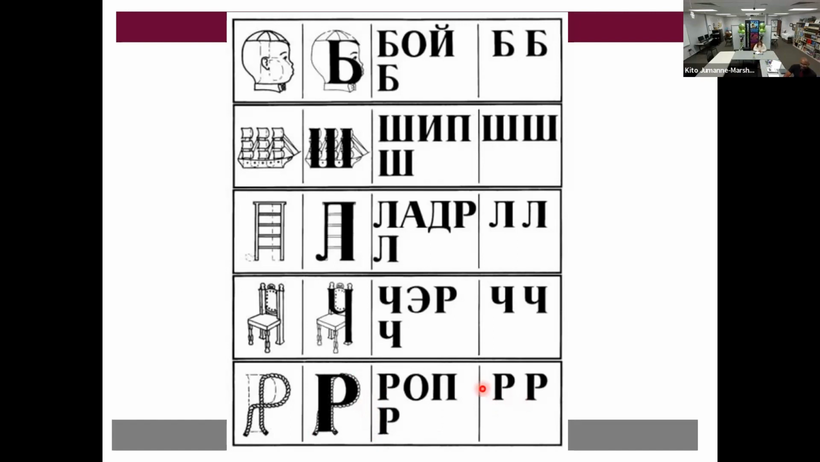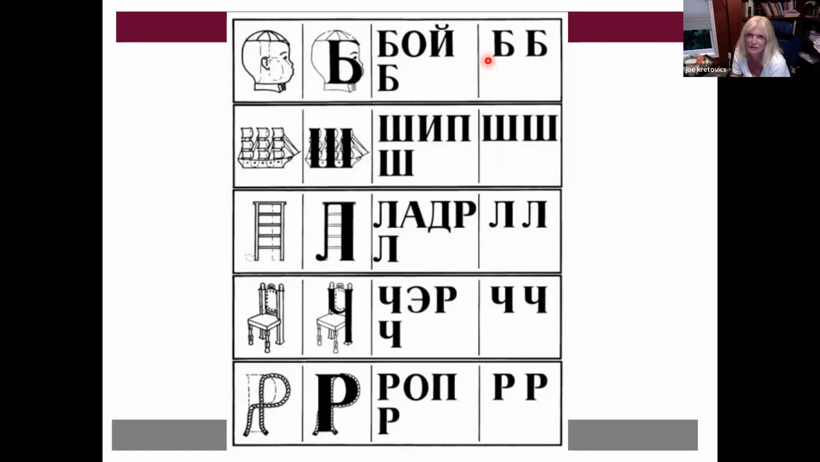The sound of this letter is er. The name of this letter is air. Say air. Air. Again, air. What is the sound of this letter? Er. What is the sound of this letter? Ch. What is the sound of this letter? L. What is the sound of this letter? Sh.